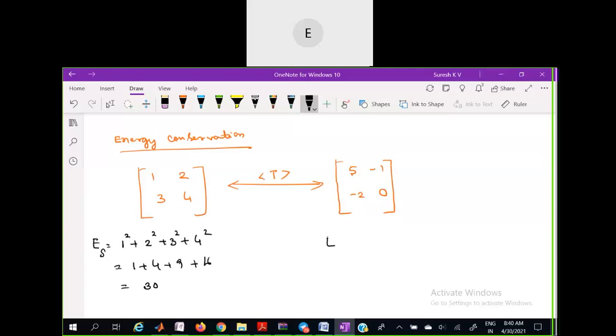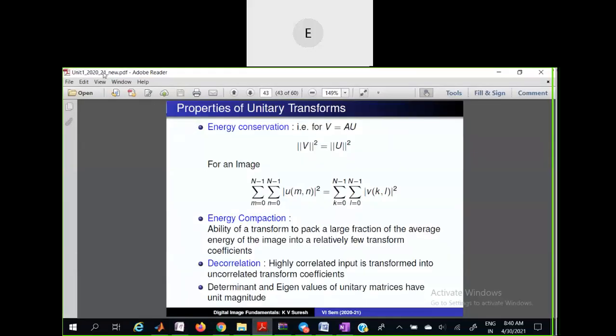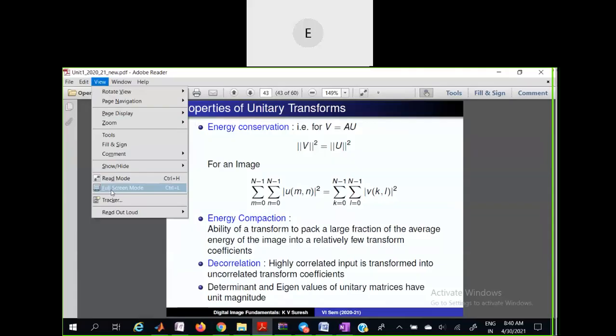Now let us do the same thing in the transform domain. So I'll just call it the energy in the transform domain. It is 5 square plus minus 1 square plus minus 2 square plus 0 square. So 25 plus 1 plus 4 plus 0, which is also 30. This is one of the properties. When I take any signal from one domain to the other domain, energy gets conserved.